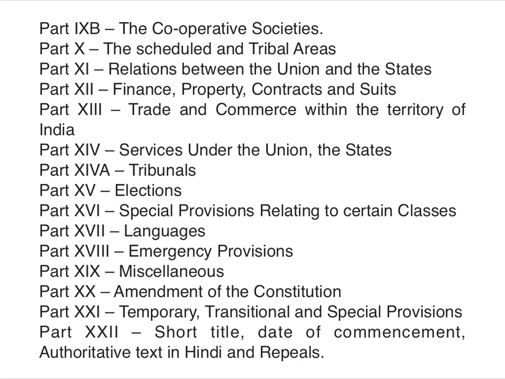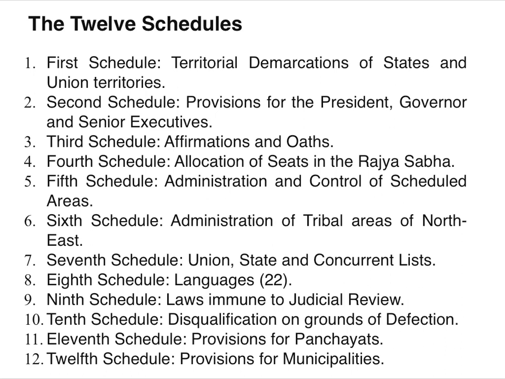The 12 Schedules. First Schedule: territorial demarcations of states and union territories. Second Schedule: provisions for the President, Governor and senior executives. Third Schedule: affirmations and oaths. Fourth Schedule: allocation of seats in the Rajya Sabha. Fifth Schedule: administration and control of scheduled areas. Sixth Schedule: administration of tribal areas of the Northeast. Seventh Schedule: union, state and concurrent lists.